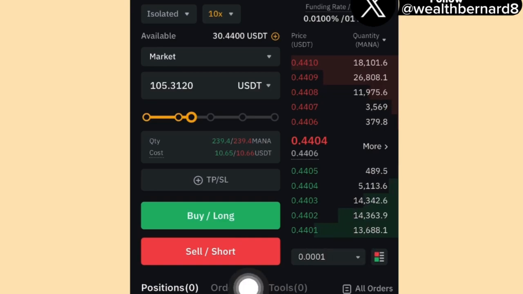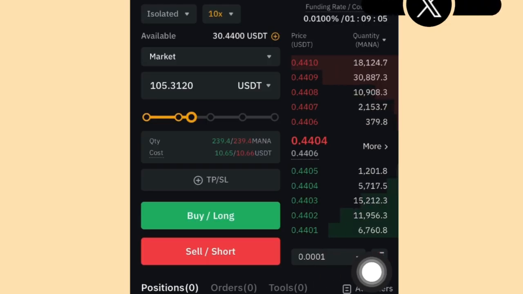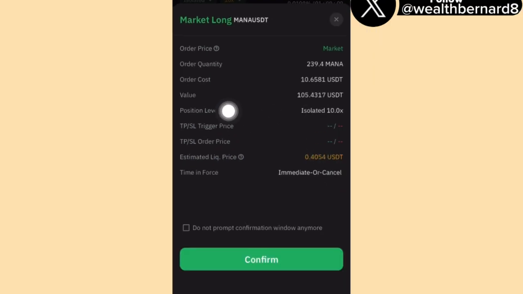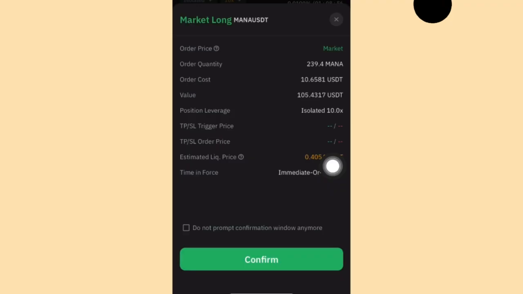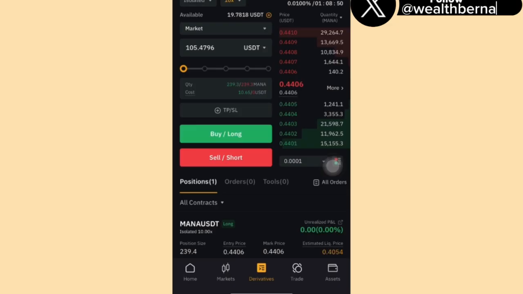If you're longing or shorting, all you have to do is click on long or short. For the sake of this video, let's say I click on long here. You're going to see it show me a message saying the quantity or something is not set. If you don't want to see this again, just click do not show again, then click on confirm, and you're going to see it triggers immediately.